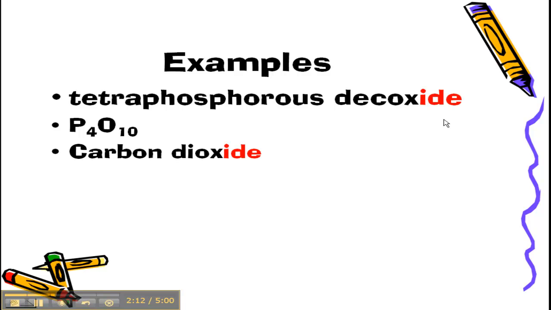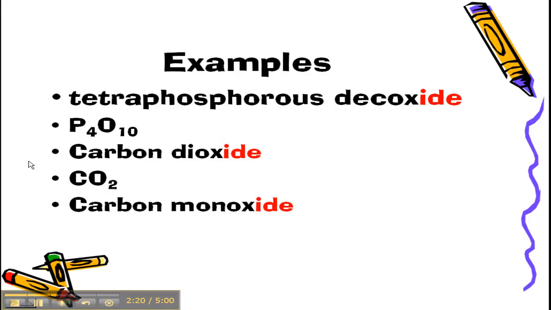Carbon dioxide we've already looked at. Notice there's no mono in front. It's understood to be 1 if it's not there, so CO2. Carbon monoxide, same thing. No mono on the first one, but we do have mono on the second one. So that one is CO.